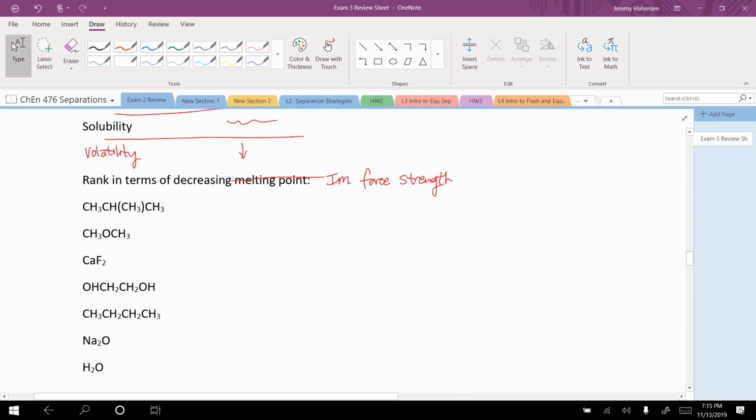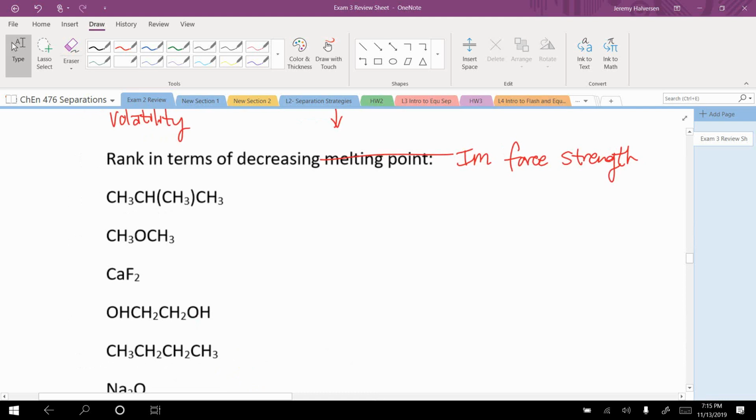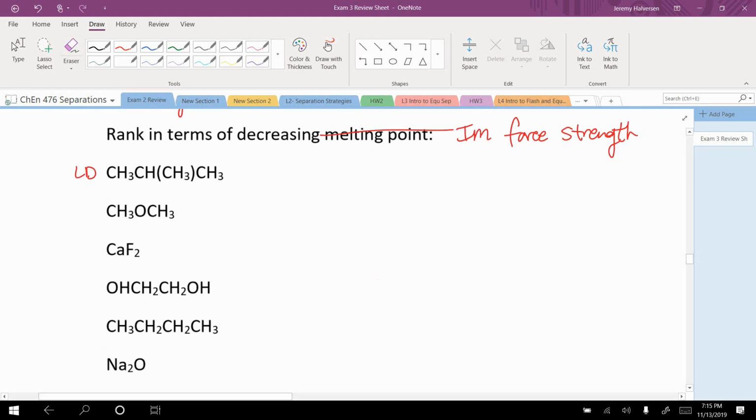All right, so let's do it. So this first one, what is this going to be? London dispersion. How do I know that just so quickly while just looking at it? It's just carbons and hydrogens. And when I just have carbons and hydrogens, I'm nonpolar. Okay? All right, what about this one? Second one.